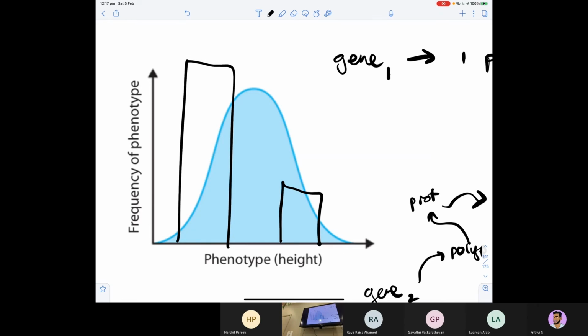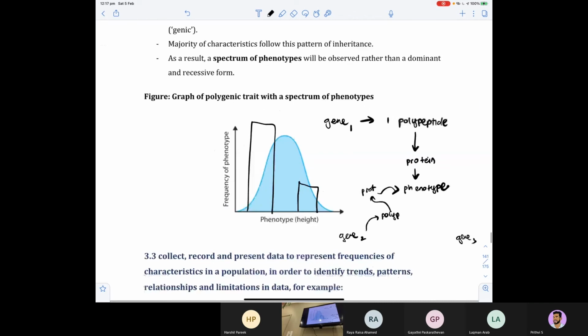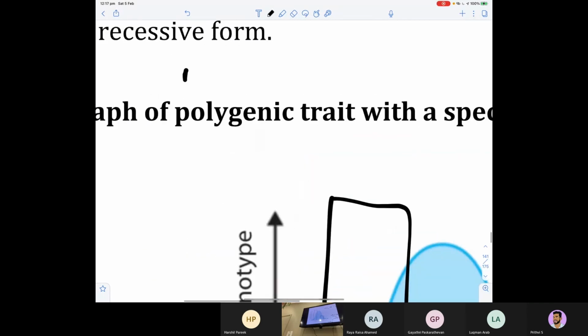Very good. What about this word here? What's the difference between polygenic and this word? Literally in the word. Yes.